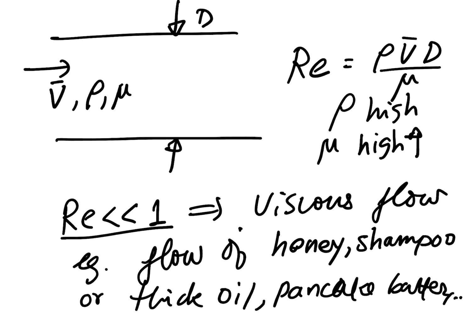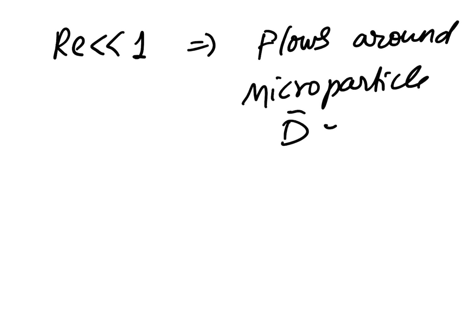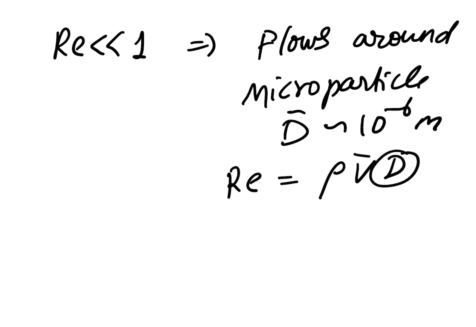Reynolds number is also much smaller than 1 for flows around microparticles. If your particle size is very small, then Reynolds number will obviously be small as well. That's an example of a low Reynolds number flow.